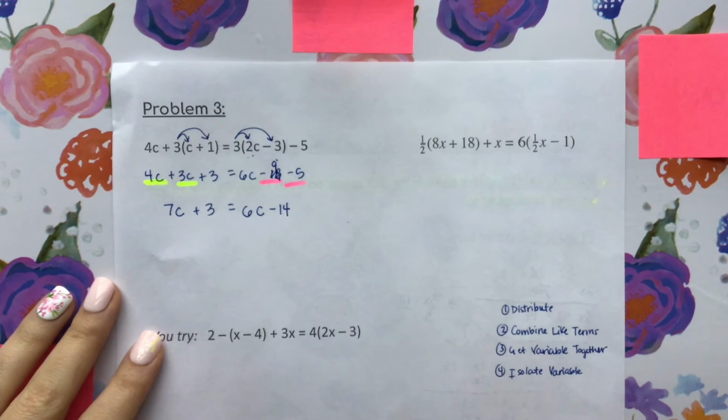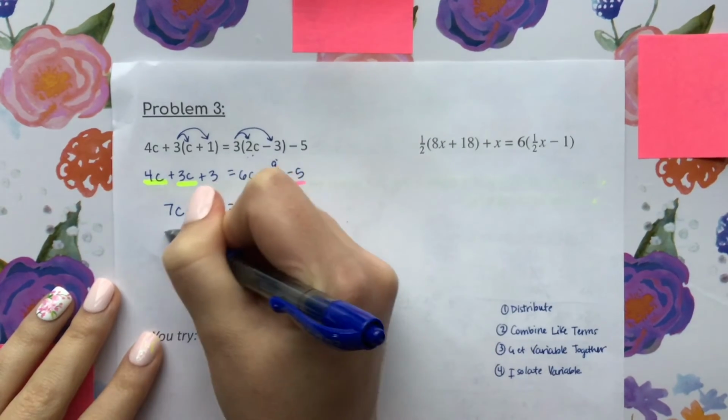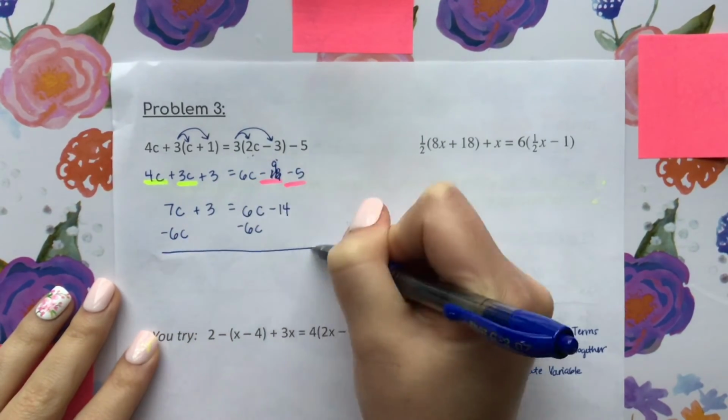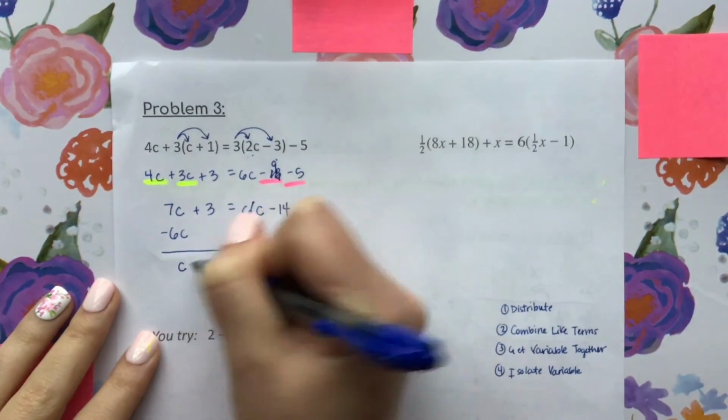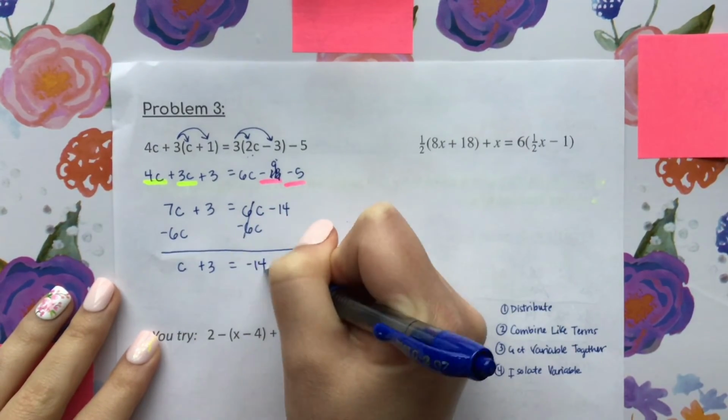All right, now it's time for me to get my variables together. So I'm going to subtract 6c from both sides. And that just leaves me with c plus 3 is equal to negative 14.